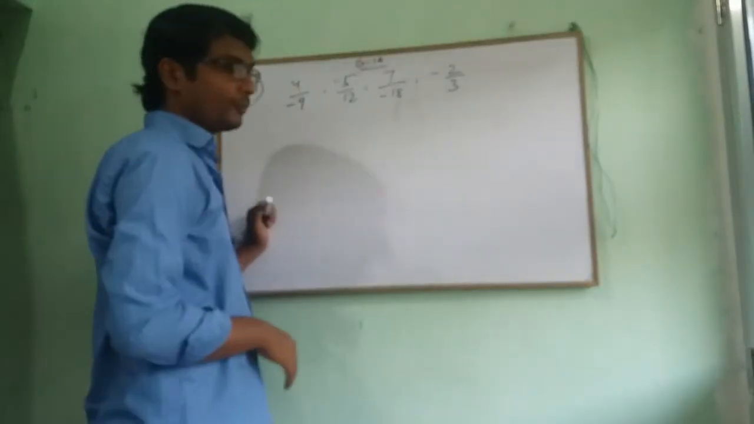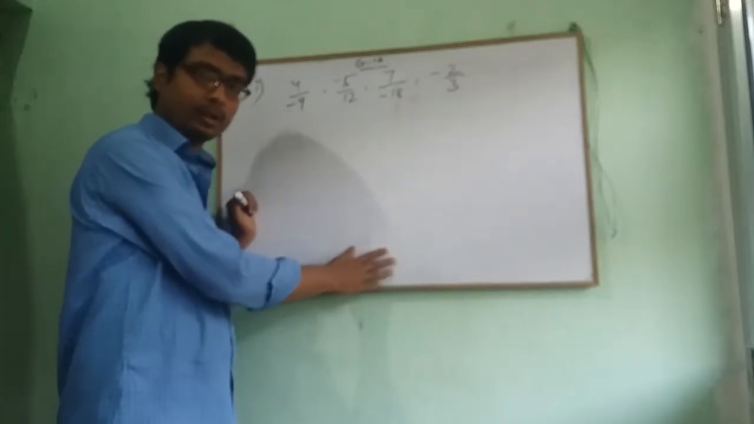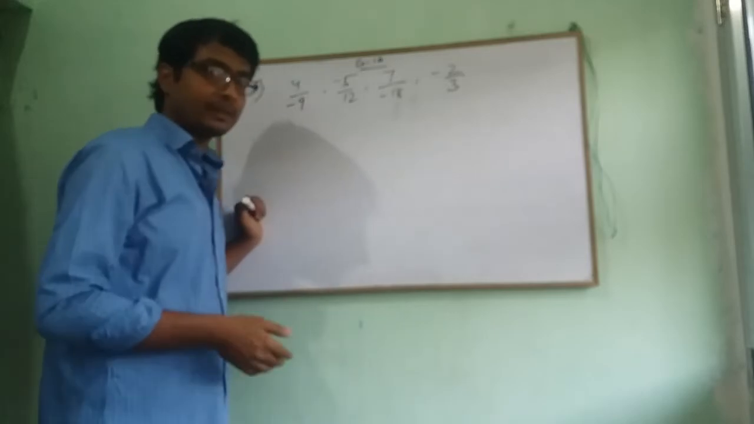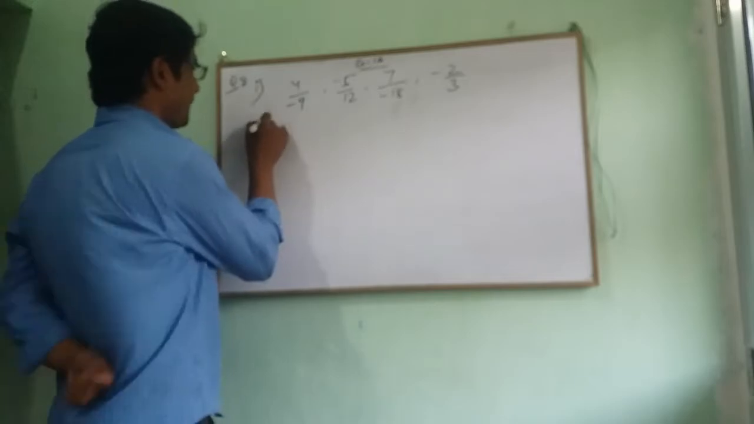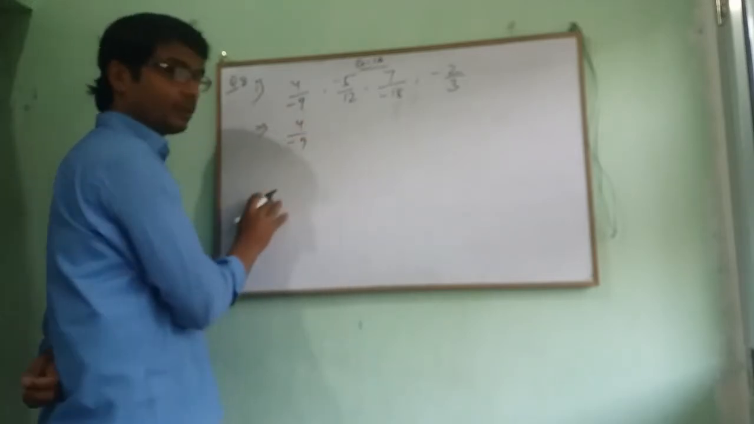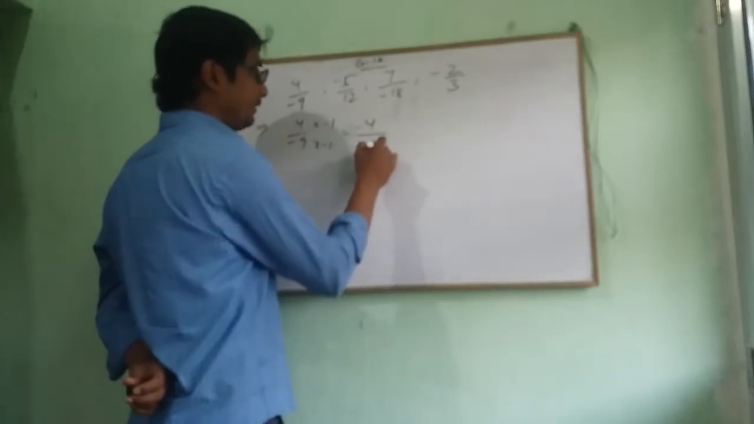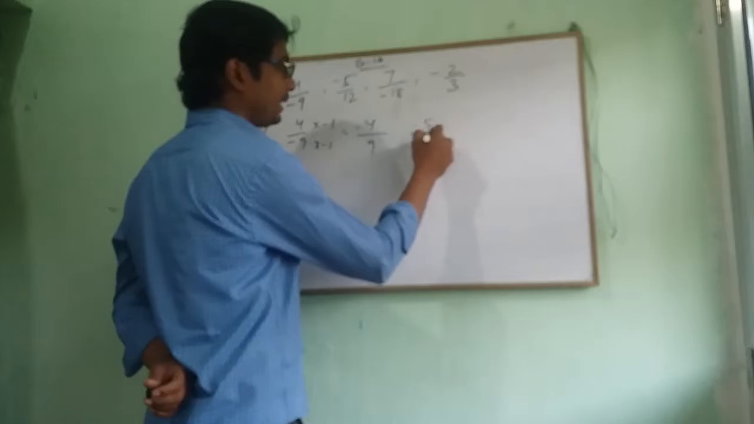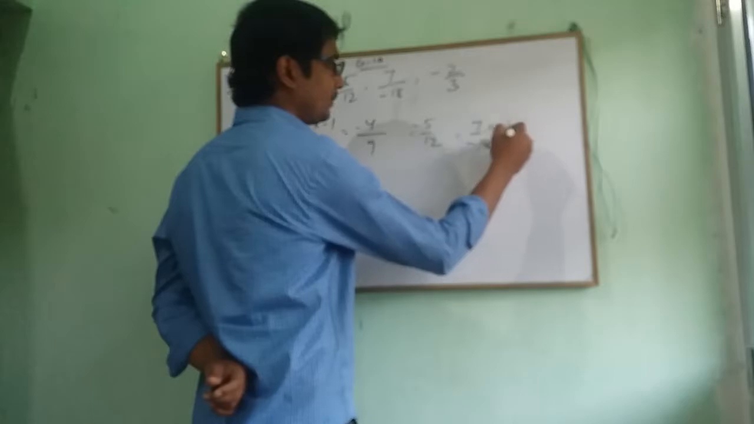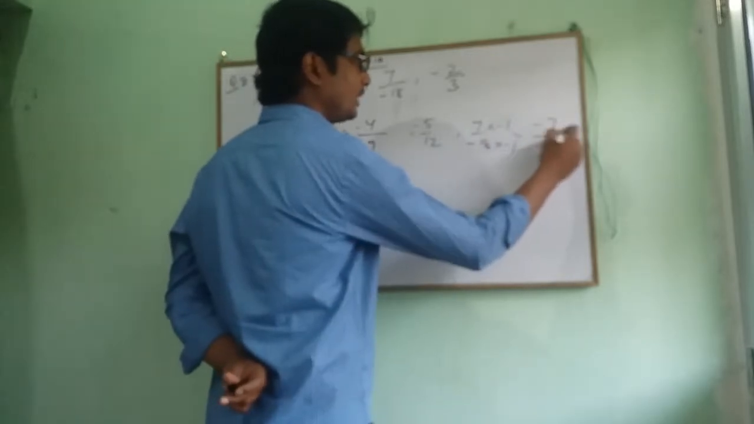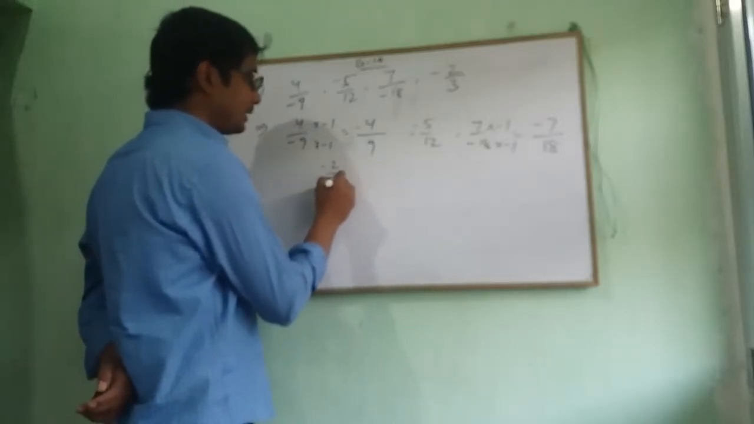So what I will do, first of all, I will check whether the rational numbers are in standard form or not. Those which are not in standard form, I have to make them in standard form. You can see here, 4 by minus 9 is not in standard form. So I have to multiply minus 1 to both the numerator and the denominator and I will get minus 4 by 9. Minus 5 by 12 is in standard form. Third, 7 by minus 18 is not in standard form. Then I have to multiply minus 1 to both the numerator and the denominator to make it standard. And minus 2 by 3 is in standard form.